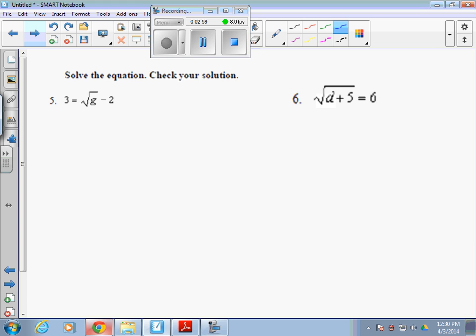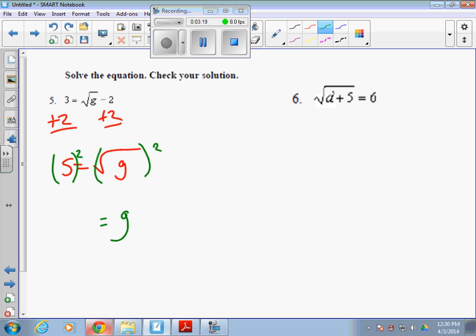Number 5 says solve the equation, check your solution. You have to undo the subtraction of 2 first, so add 2. 5 equals the square root of g. Just treat it like it says the square root of x. Undo the square root of something by squaring it. Do the same here, so g equals 5 squared is 25.